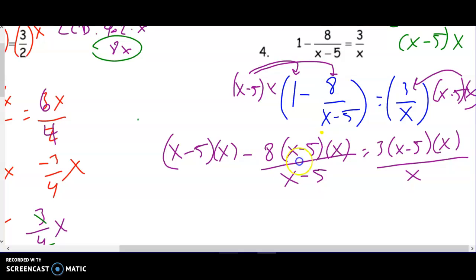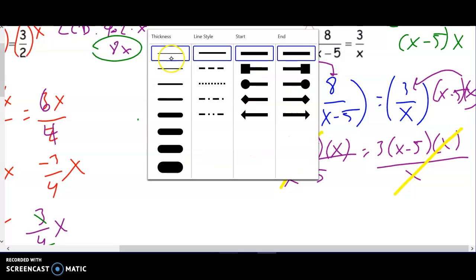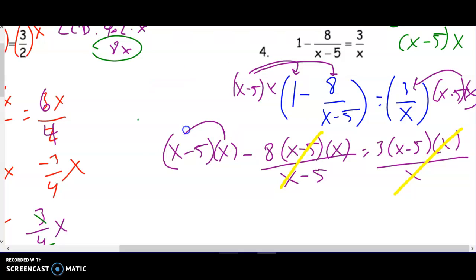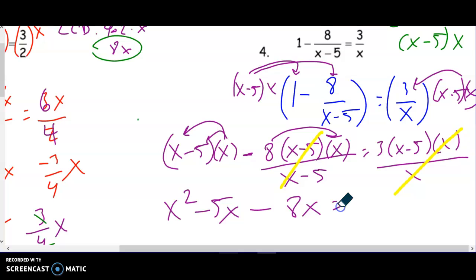So let's take a look at our fractions not being fractions after things cancel. And let's clean this guy up. X times x times 5, so x squared minus 5x. Minus, that's right there, 8 times x. Over here, 3 times x, 3 times 5.